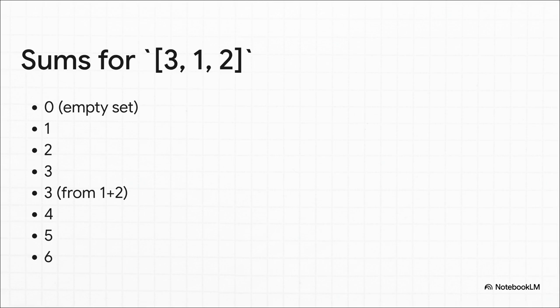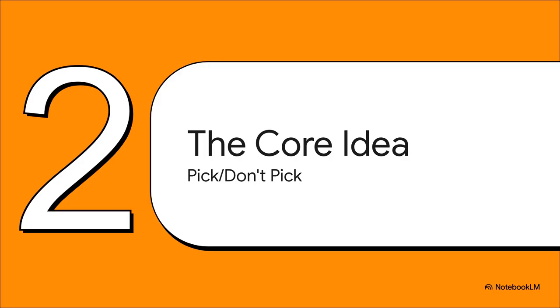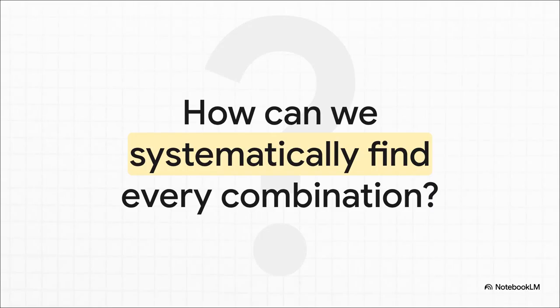That's a massive clue, and that clue leads us to the core idea. Doing this by hand is fine for 3 numbers, but imagine 30 numbers. It would be a nightmare. We need a system, a guaranteed way to find every combination. So that's the real puzzle, right? How do we build an algorithm that's foolproof? We can't just stumble around and hope we find them all.